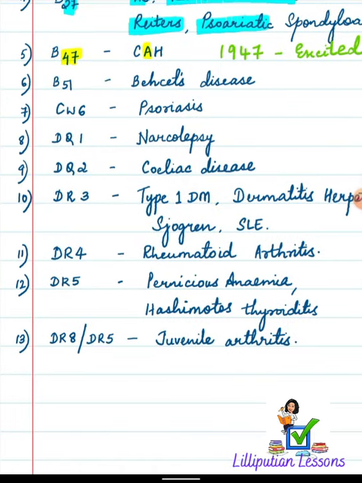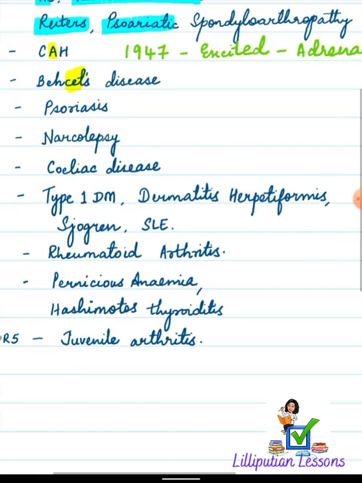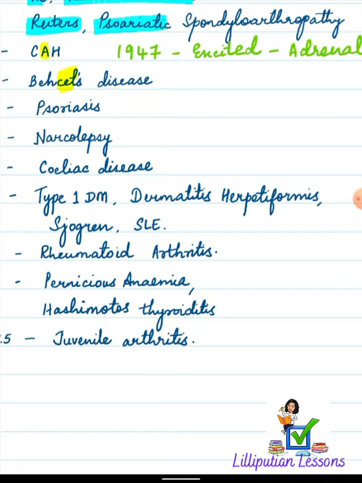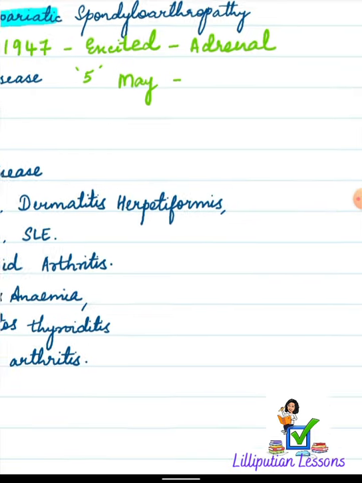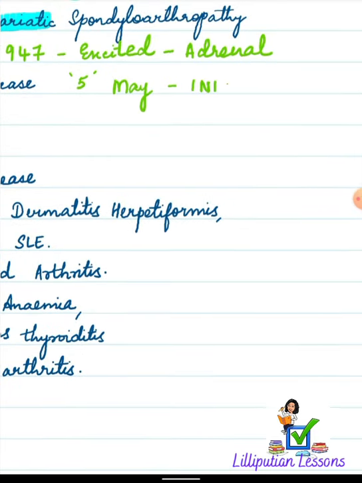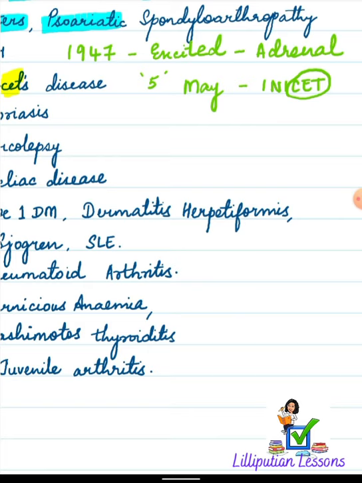The next one is B51. So focus on the 5 there and focus on the CET here. Okay, that is Behçet's disease. So 5 is the month. This is a very weird mnemonic, but if it helps you, then great. So 51 will be, when you remember 5, it will be the month of May, and usually in the month of May you'll have your INI CET exam. So INI CET and Behçet, the set and the set are common.